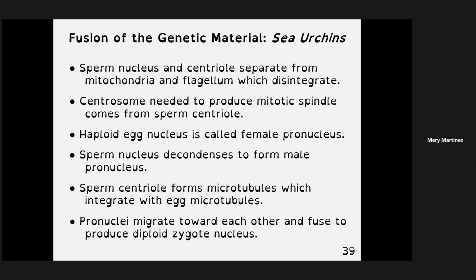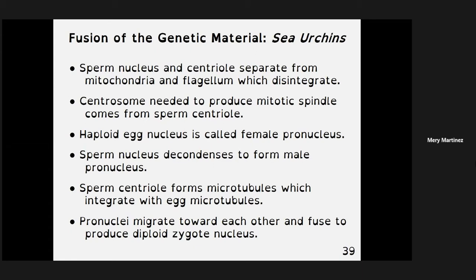This happens normally by the removal of the sperm-specific histones. We know that histone is what maintains these chromosomes really condensed and stored in the cytoplasm. So the sperm centriole forms the aster by forming microtubules, which will be integrated with the egg microtubules. So both of them will be integrated, but it comes from the sperm centriole.